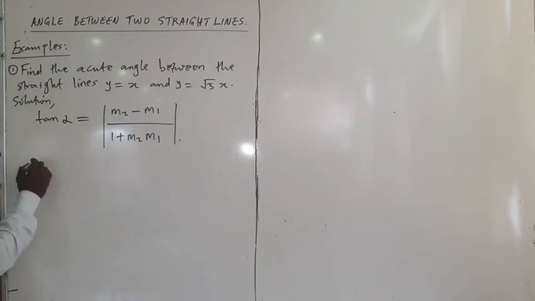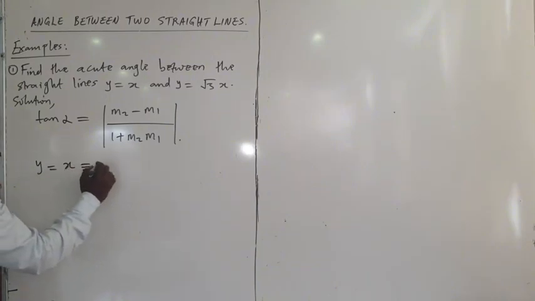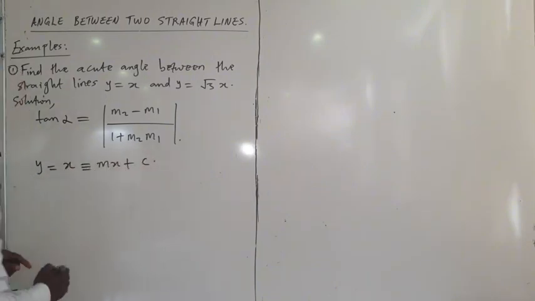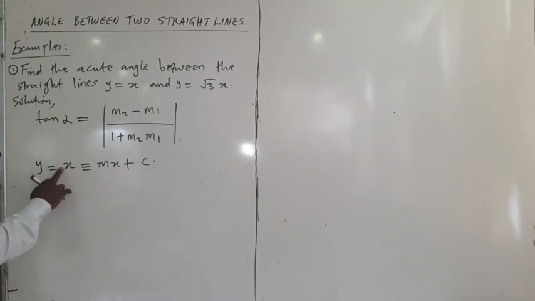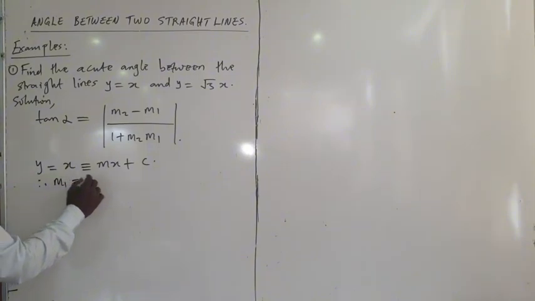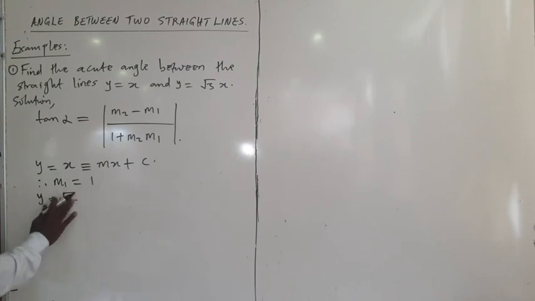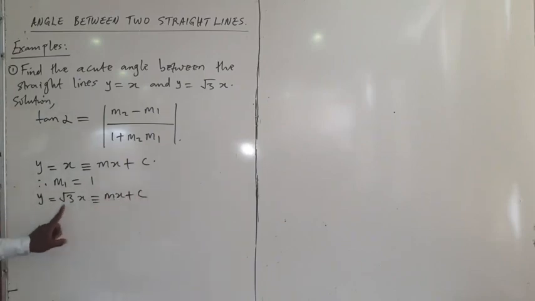For the first equation, y equals x. If we compare this with y equals mx plus c, the gradient here is m, which is the coefficient of x. And the coefficient of x is 1. You can now say m1 equals 1. And for the second equation, y equals square root of 3 x. We compare this with y equals mx plus c. So the gradient here is root 3. So m2 equals root 3.